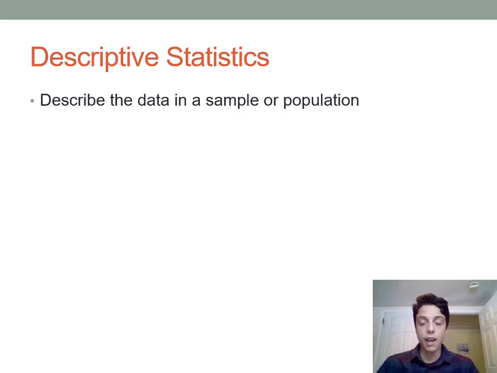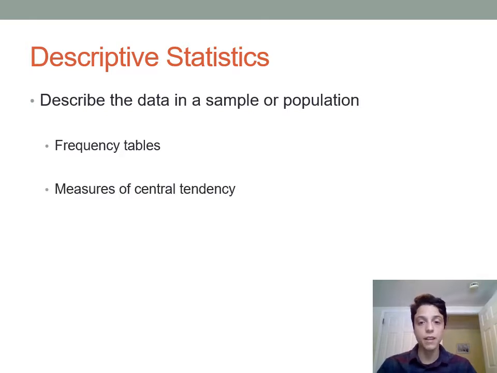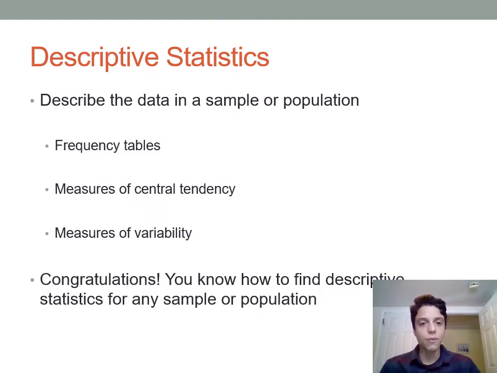By this definition, everything we've covered in the class so far has fallen under the category of descriptive statistics. So every single thing we've done so far has been descriptive statistics. That includes frequency tables, that includes all measures of central tendency, and that includes all measures of variability. And so at this point in the class, you now have a pretty good grounding in how to find descriptive statistics for samples and populations at different levels of measurement, and you know lots of different ways to describe data in a sample or population.